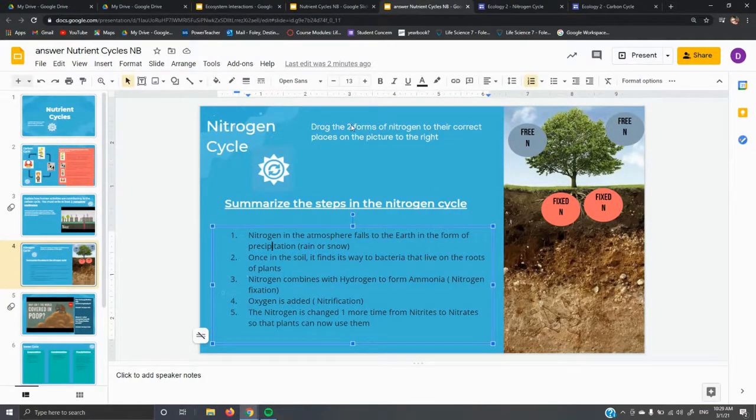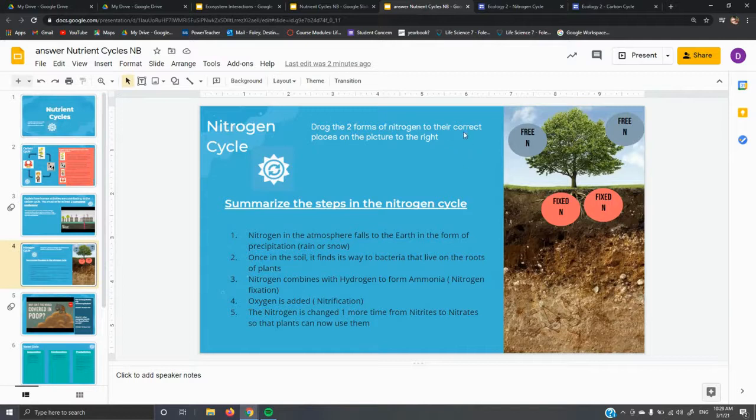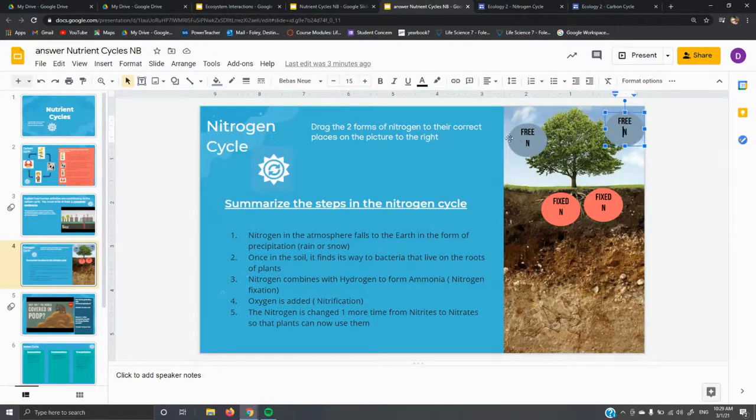So first things first, click and drag the 2 forms of nitrogen to their correct places on the right. So free nitrogen is in the air, then it gets fixed, and then it becomes in the soil. So free nitrogen in the air, fixed nitrogen in the ground. Free in the air, fixed in the ground. So what are the steps of the nitrogen cycle?